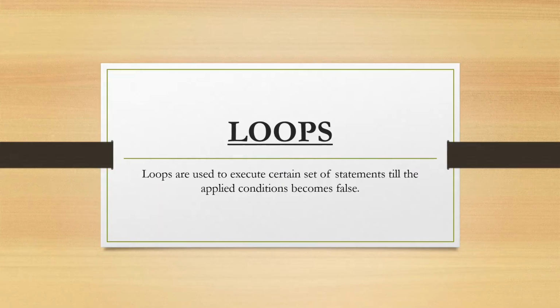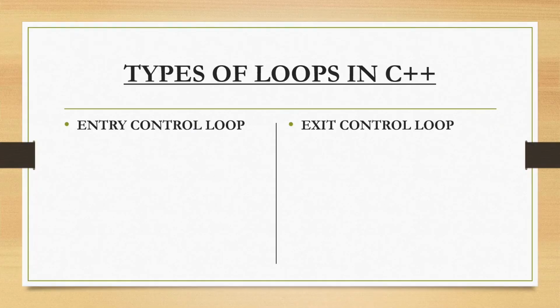So the loops are used to execute a certain set of statements in the program until the condition that we have applied becomes false. So it is just like, there will be a loop and the statements in that loop will be executed and executed and executed till the condition that we provide becomes false. There are two types of loops in C++, that is entry control loop and exit control loop.